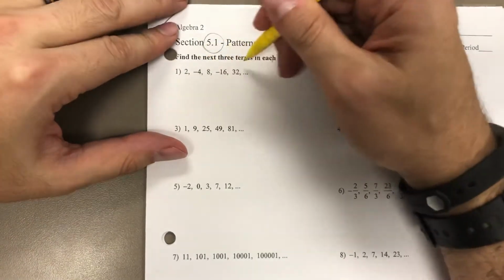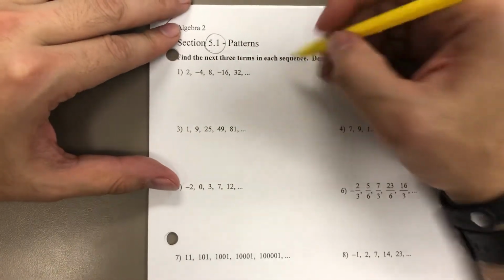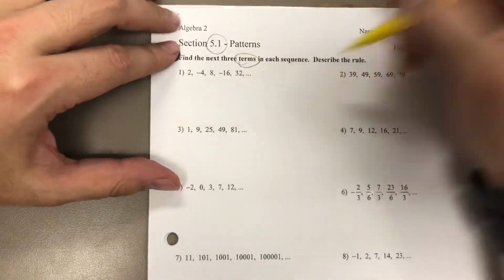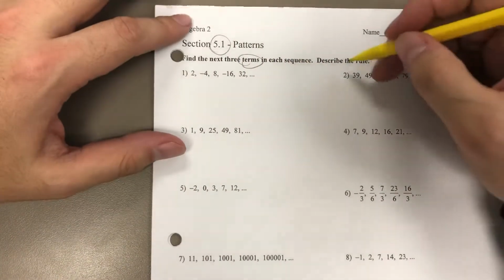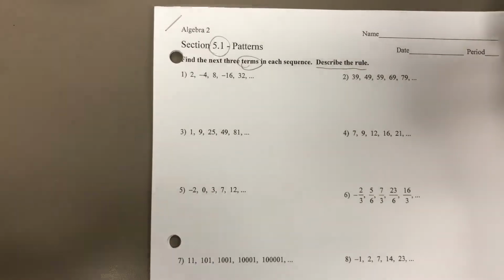All right, so find the next three terms in each sequence and describe the rule. A term is just a number in a pattern. So we just need to find the next three numbers in the pattern. And then describe the rule is just describe it with words.